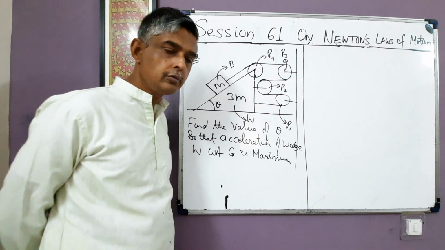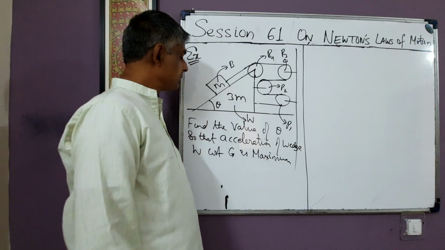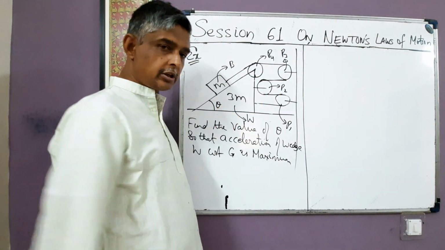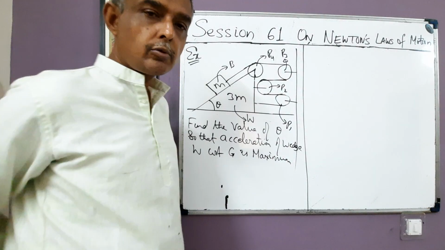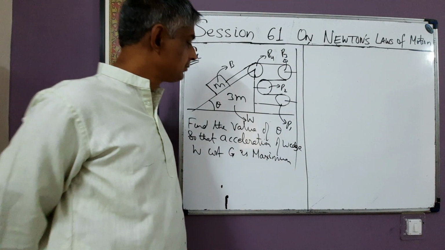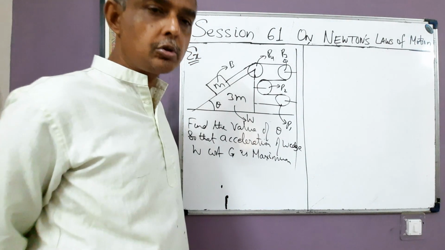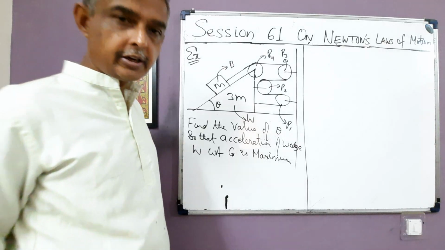So what we are going to do? First of all, we determine the acceleration of wedge with respect to ground, and then we have to maximize that with respect to theta. To find the value of theta so that A is maximum, we do dA by d theta equal to 0 from the rule of calculus. Alright, fine.